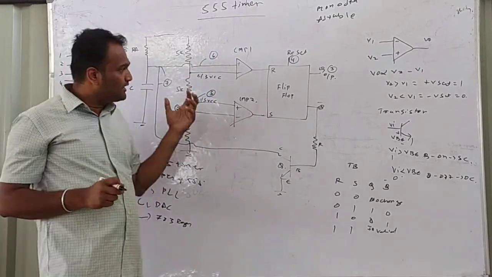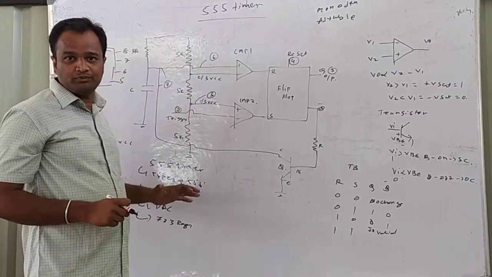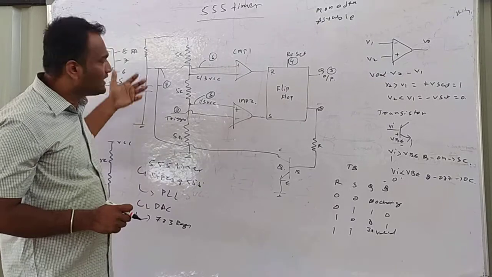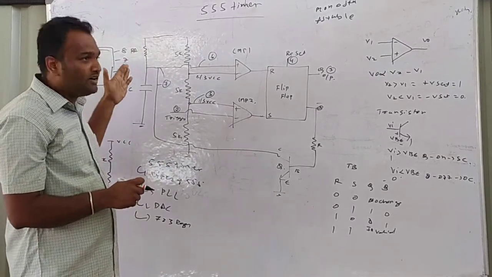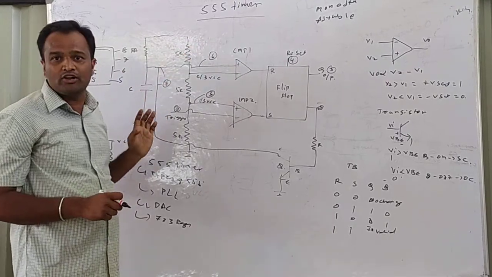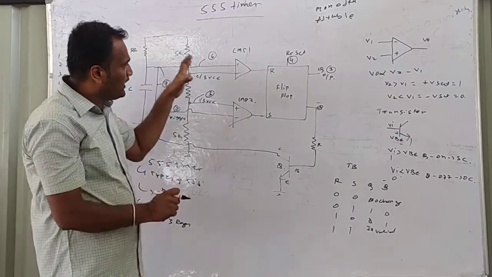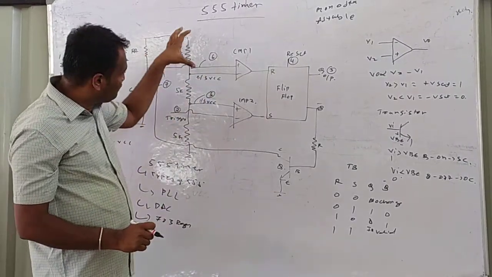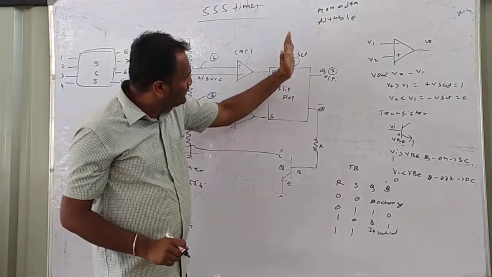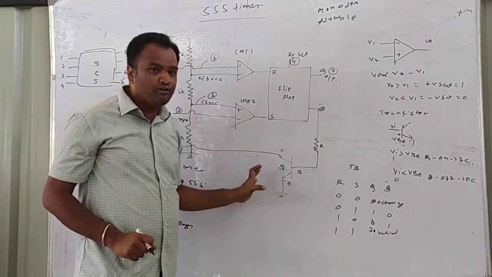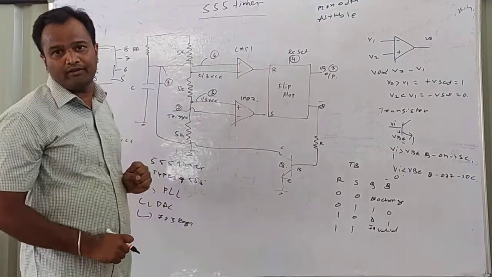In the exam, they may ask you to explain the internal block diagram of the 555 timer, meaning you should draw this circuit. You can draw any charging or discharging circuit, since we have separate charging and discharging circuits for monostable as well as astable. You can draw any circuit here, but you should explain the function of the voltage divider network, the function of the comparator circuit, the function of the flip-flop, and the function of the transistor. Suppose they ask, explain the internal block diagram of the 555 timer.